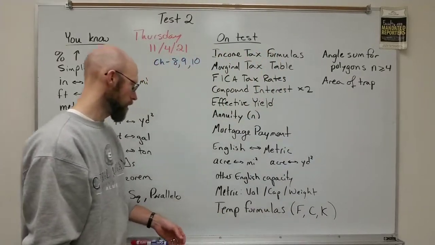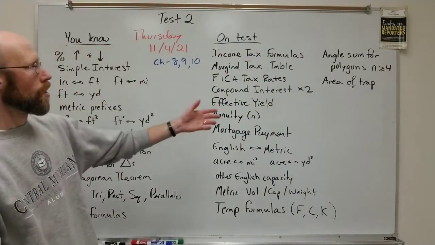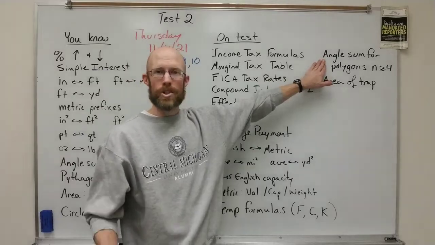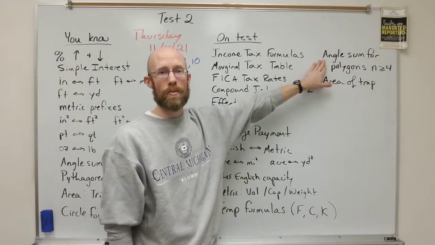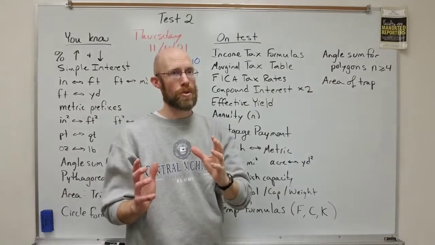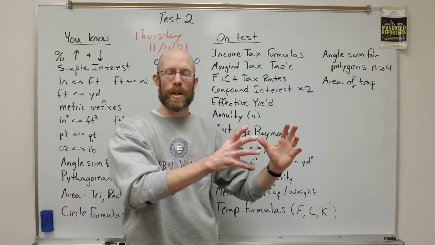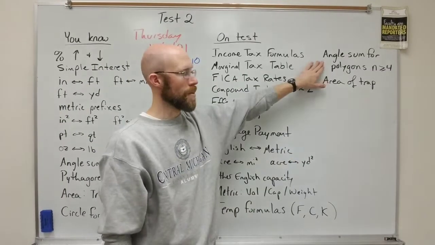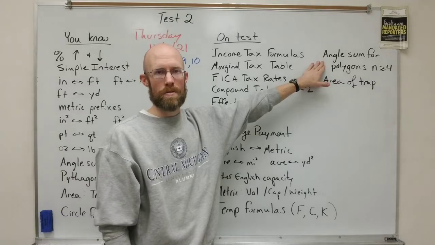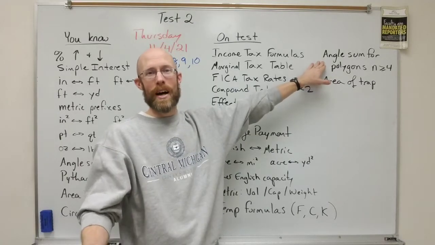Over on this side, what else was there? Oh, the angle sum for any general polygon, it was the quantity n minus 2 times 180, I believe. That formula I'll give you on the test so you can find the angle sum for a hexagon or something, or octagon.